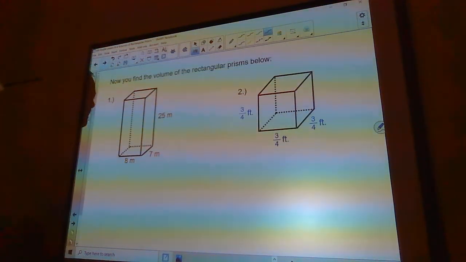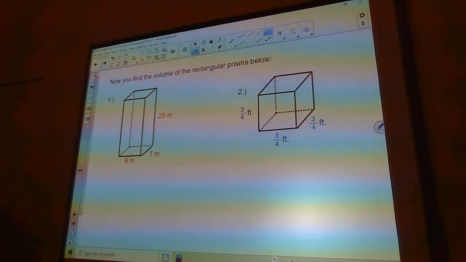Okay, so now you get to do these. So take a minute, pause the video, do these 2 problems, and then jump back on here and see how you did.